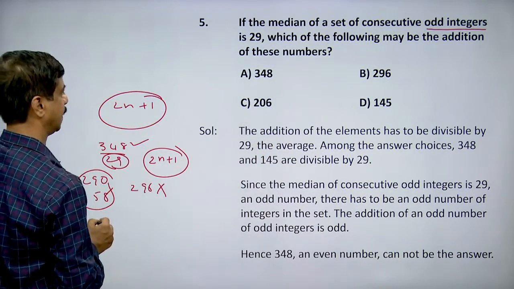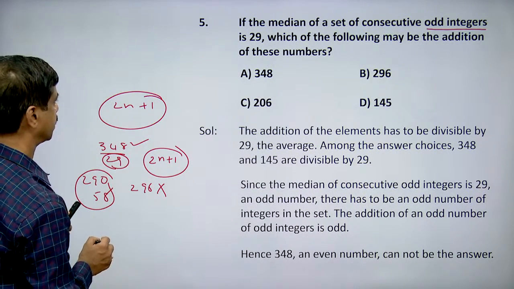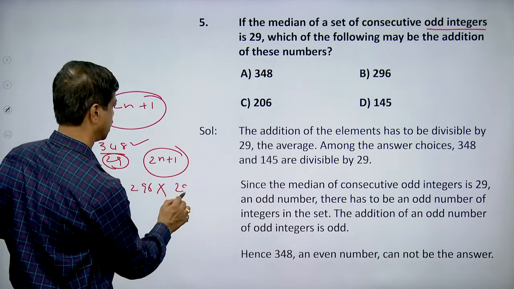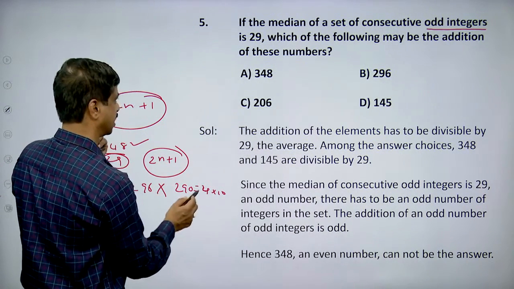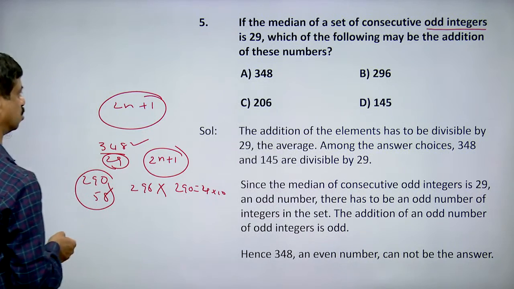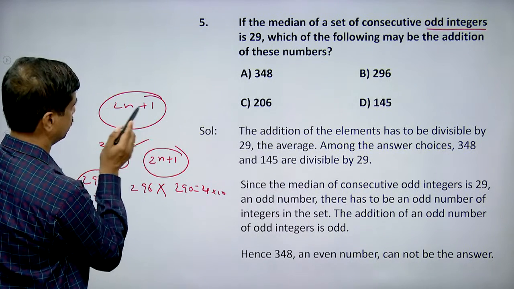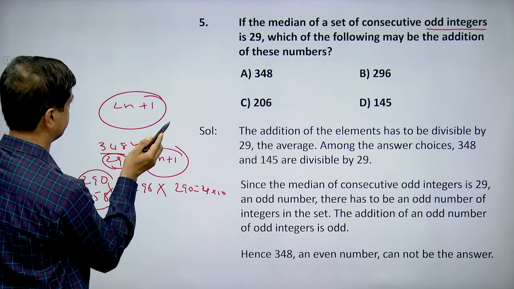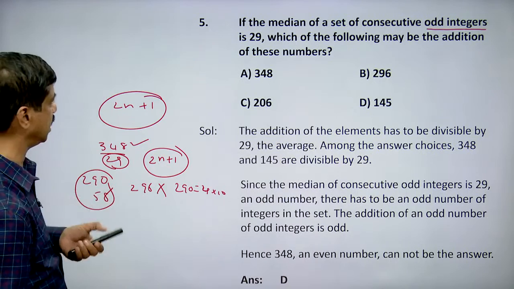145, if you see, is it divisible by 29? Yes, 290 is 29 into 10. So this is divisible by 29, and half of it, 5 times it goes. 206, is it divisible? 145, 55 plus 6, 55 plus 6 is 61. No. So the answer could be A or D.